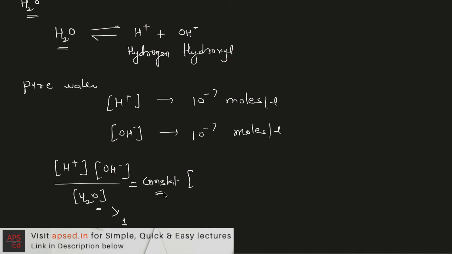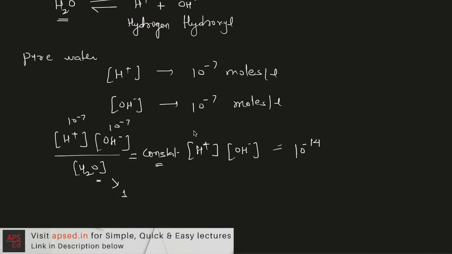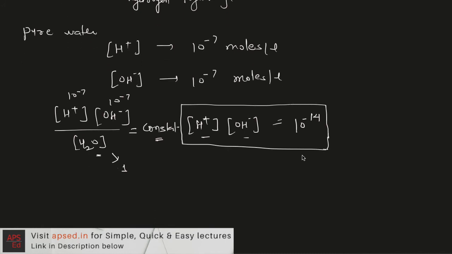and this value is a constant, so we can write it as, because we are considering this value as 1, H plus times OH minus is equal to a constant, and that constant is, here we'll put 10 to the power minus 7, and this is also 10 to the power minus 7, so it becomes 10 to the power minus 14. So the product of concentration for hydrogen and hydroxyl ion is a constant, and that is 10 to the power minus 14.